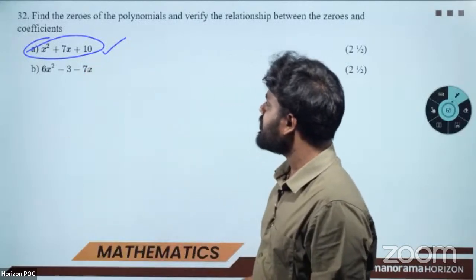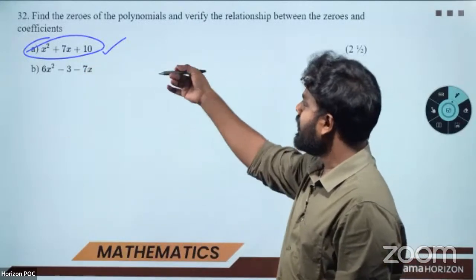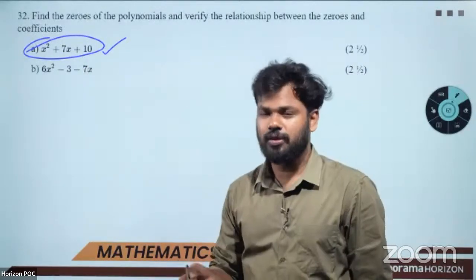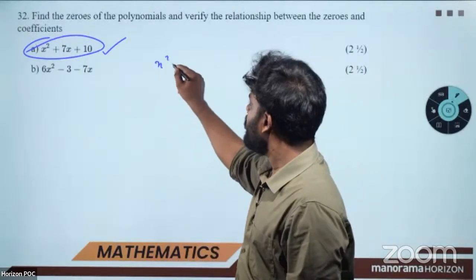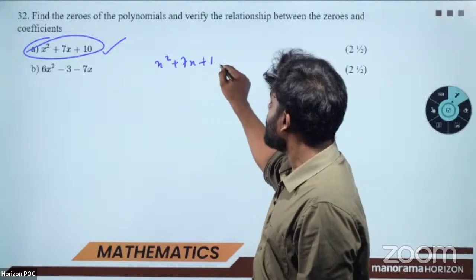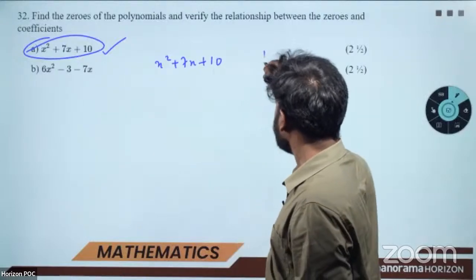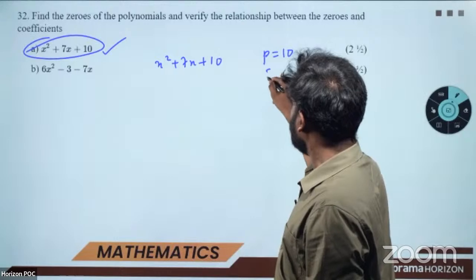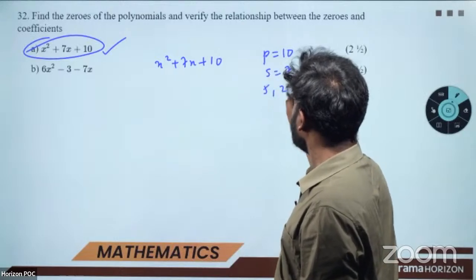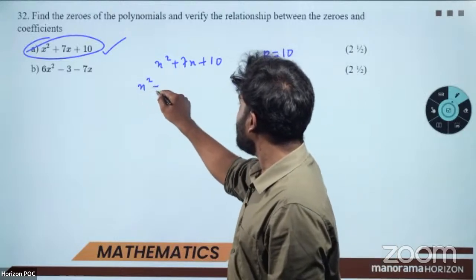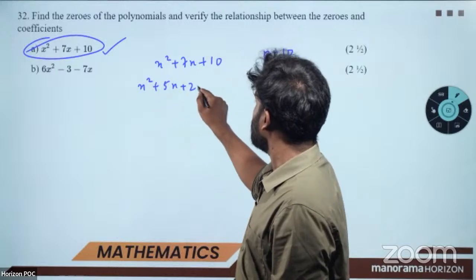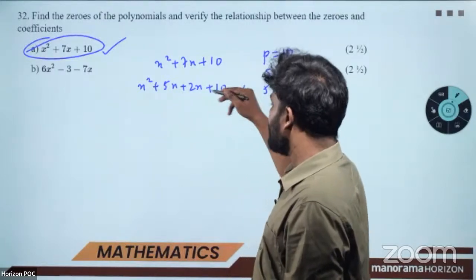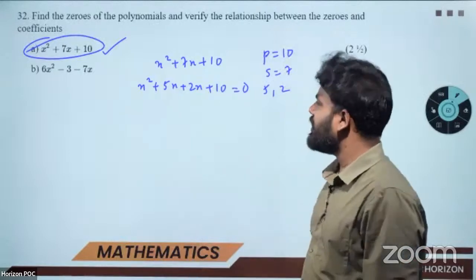That is x square plus 7x plus 10 is the polynomial. Find the zeros, verify the relationship. That is a question, right? So let's find out the zeros of the first one, x square plus 7x plus 10. Look at the product. The product is 10, sum is 7. So the numbers will be 5, 2. So can you write x square plus 7x as 5x plus 2x? Yes, plus 10. Just equate with 0, right? To find out the zeros, I'm just equating that with 0.